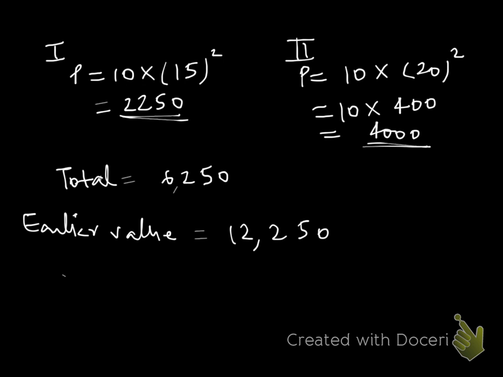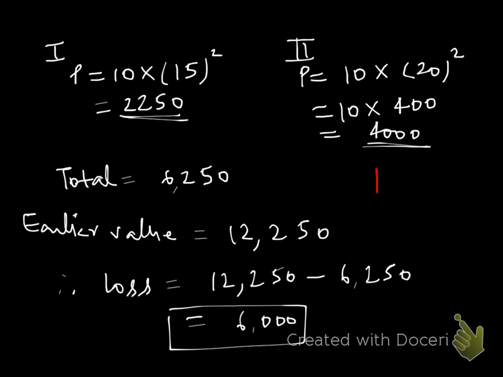So it is clearly evident that the owner has suffered a loss, and the value of the loss is 12250 minus 6250, which is equal to 6000. So the owner has suffered a loss of 6000.